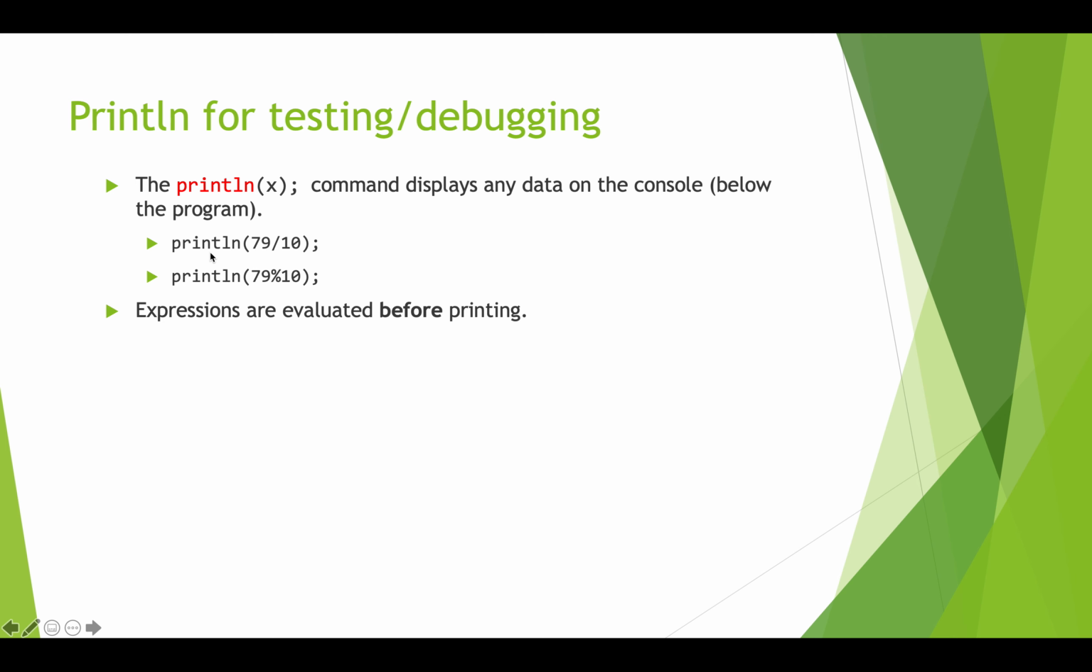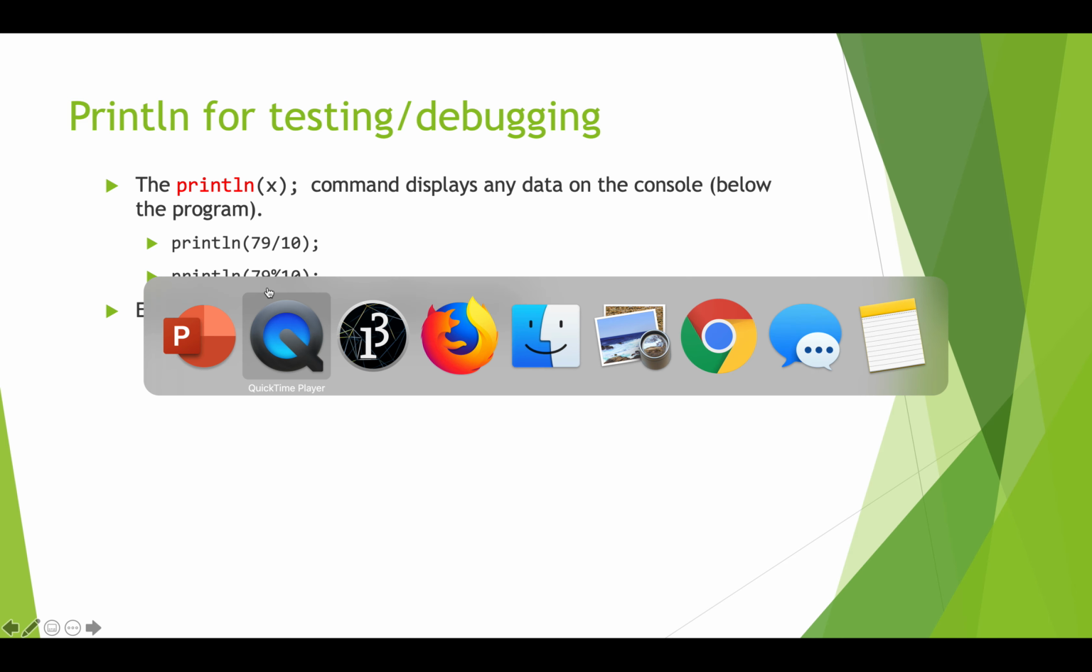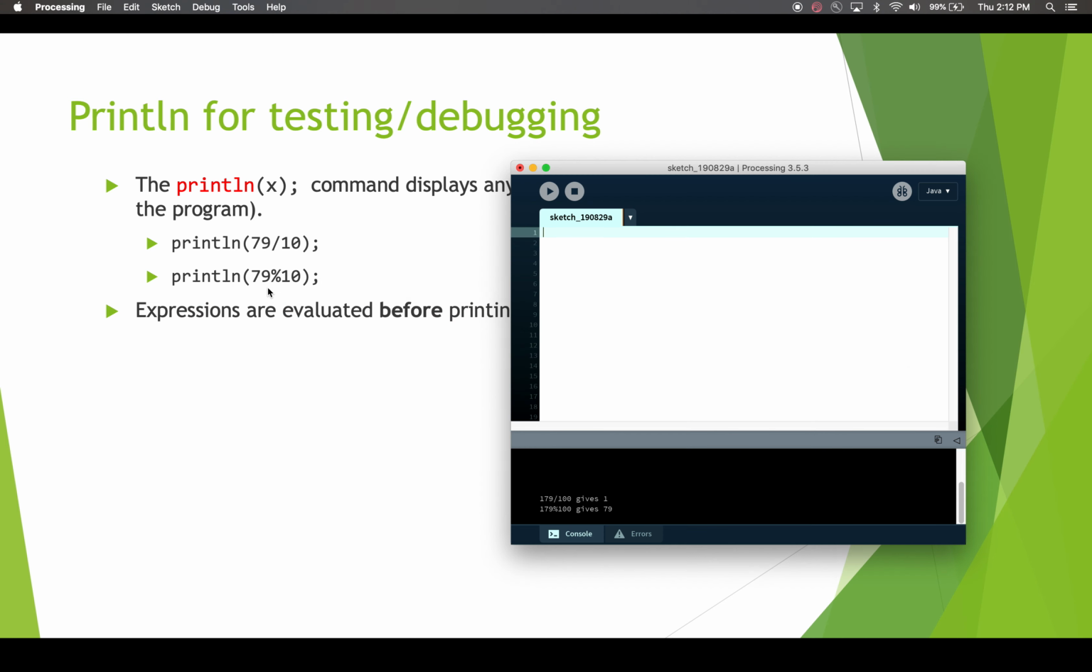to the console in the Processing programming environment. And you can put expressions in here, and the expression will be evaluated and the result of the expression will be printed out. So if we do println 79 divided by 10, it's going to do that division and it should return and print out 7. If we do println 79 mod 10, then it should return the remainder, which is 9. So let's switch over to Processing and see what that looks like.